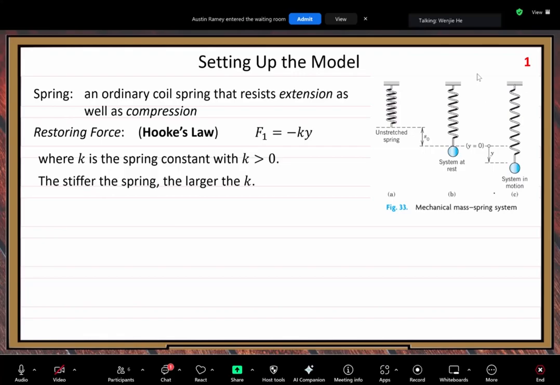Students join us. Austin, Rami, join us.